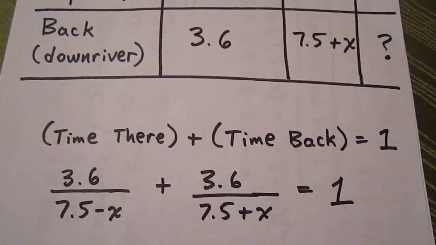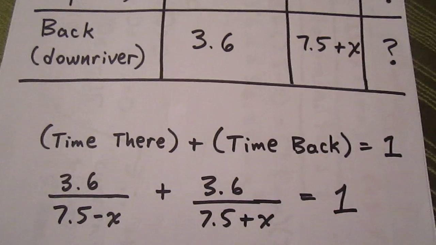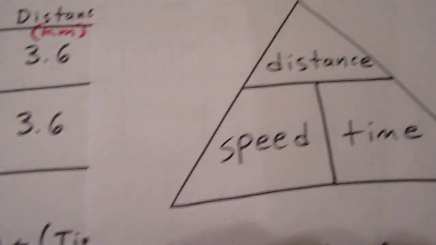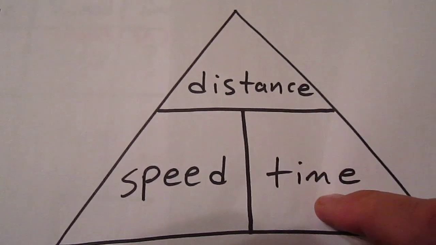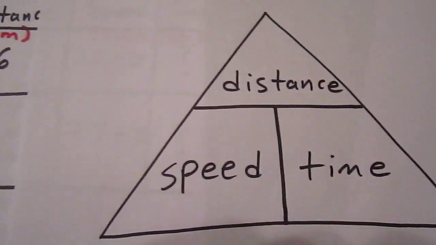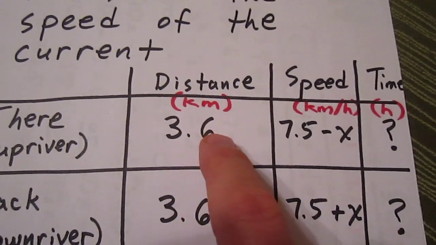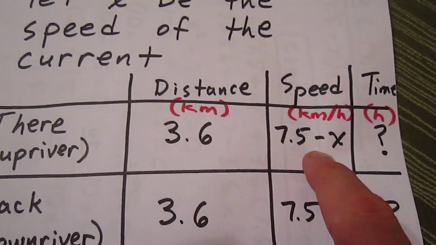So we're able to now go back to our pyramid, and again, I find this visual quite helpful. We're able to go back to our pyramid and say, well, since time is equal to distance over speed, the time there must be equal to the distance there over the speed there.